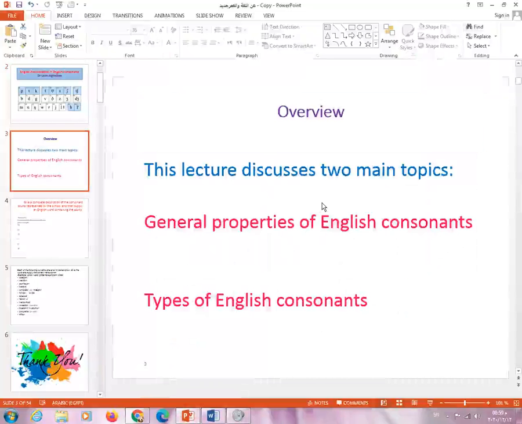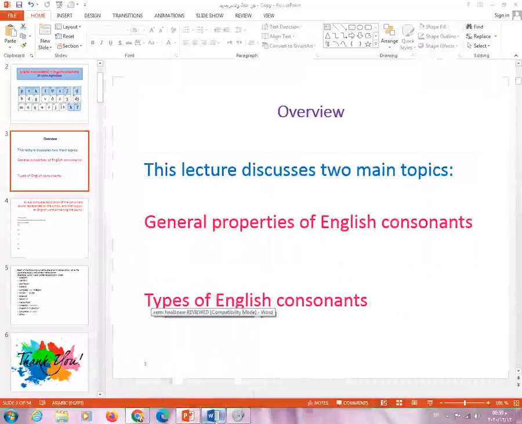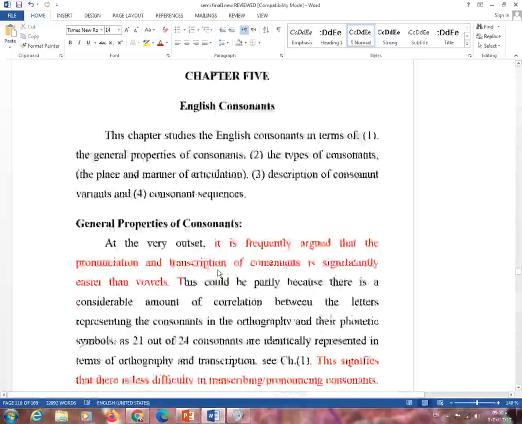The lecture is going to discuss two main topics. The first is general properties of English consonants, and number two, types of English consonants. I want you to go to your books and open chapter 5. In this chapter, we're going to talk about, as I told you, how to describe English consonants, what their major general properties are, and so on.